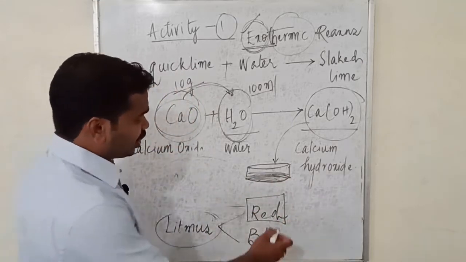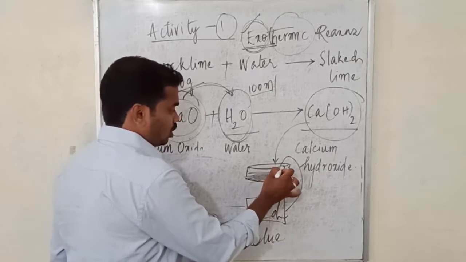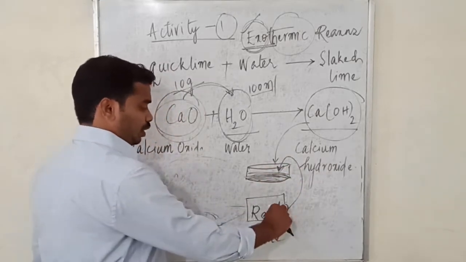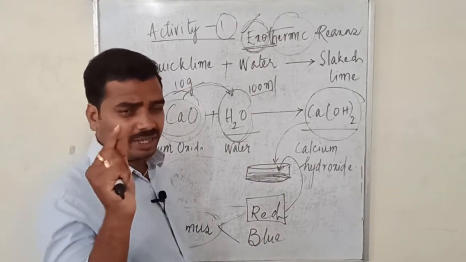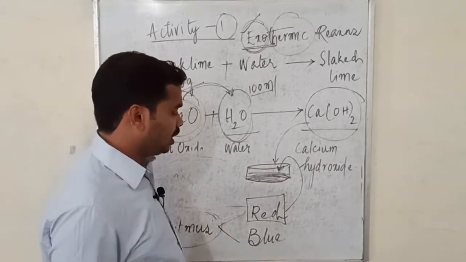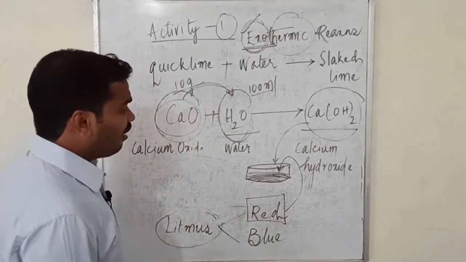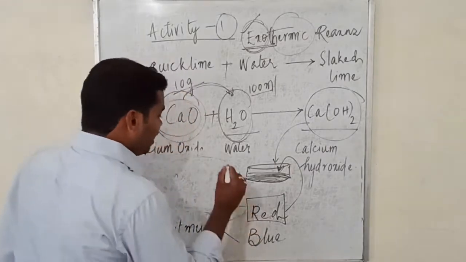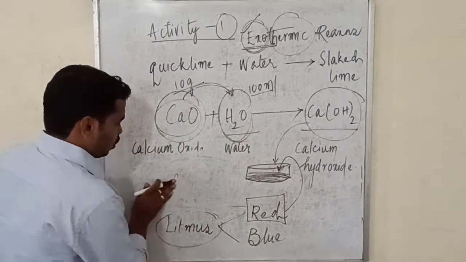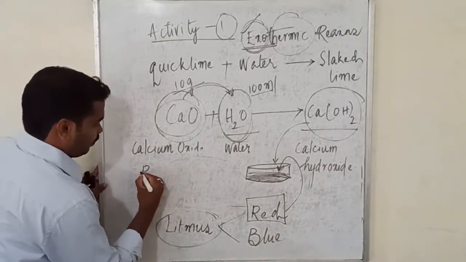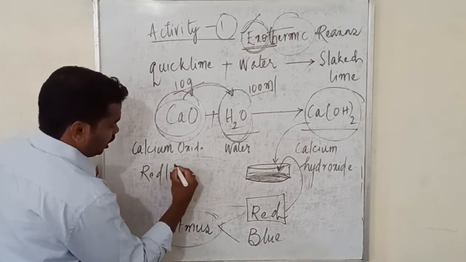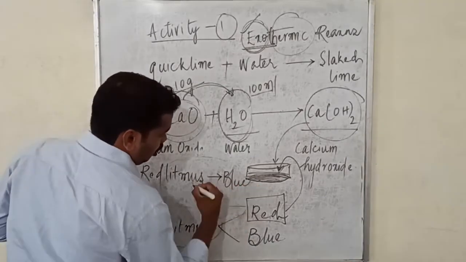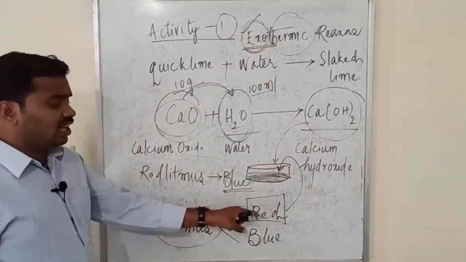Now you take this red litmus paper with the help of tongs, that is, forceps. You take a small piece of the red litmus paper and dip it into this solution. Immediately this red litmus paper turns into blue litmus. Remember, red litmus paper turns blue. It changes its color to blue.